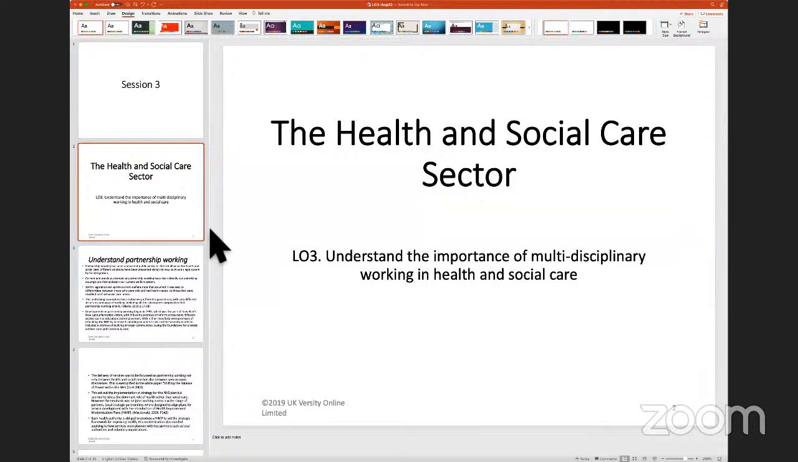Learning Outcome 3 is all about, just to re-emphasize, the importance of multidisciplinary working. So what do we mean by multidisciplinary working? If I look at a basic definition, when we talk about multidisciplinary, we are talking about combining or involving several different academic disciplines. Multidisciplinary means several different: multi means many, and disciplinary originates from the word discipline.